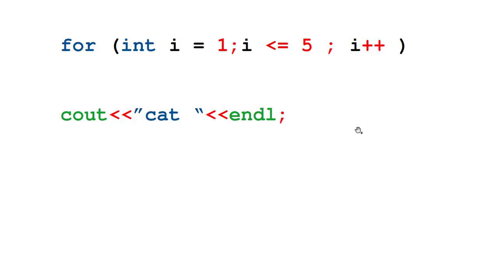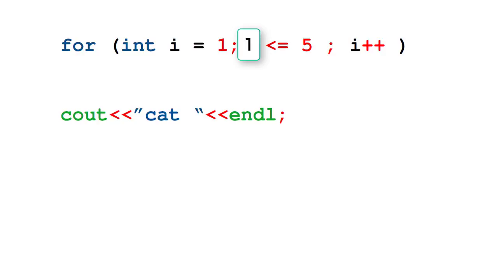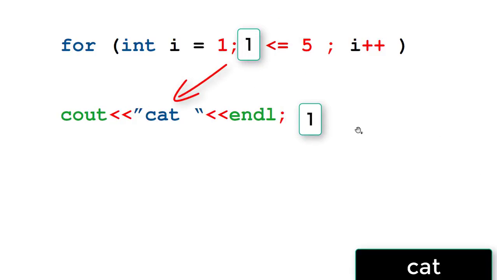And next, let's discuss the condition. Here, since we initialized i as 1, first of all, it's going to check whether the condition is true before it jumps to the i++ or the counter. First, it checks whether i is really less than 5, and this condition is true. It's going to jump straight to the statement and execute it. So it's going to display the word cat 1 time, and then it's going to go back up.